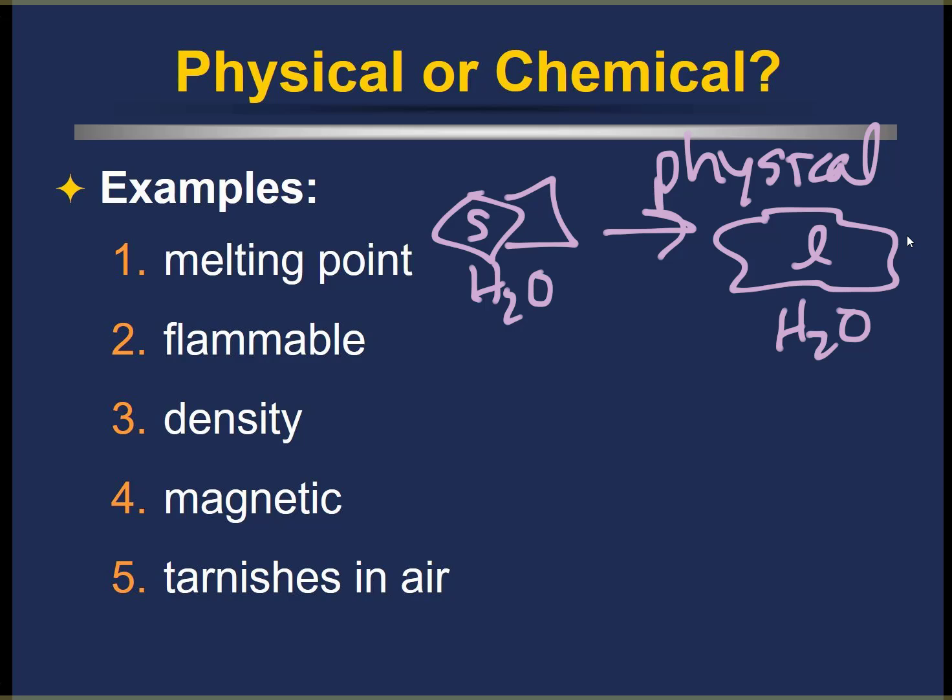Let's go to flammable. So if I can picture something that's flammable, if I show that it's flammable, like I burn a piece of paper, this would change the paper. So because of that, this is a chemical property.